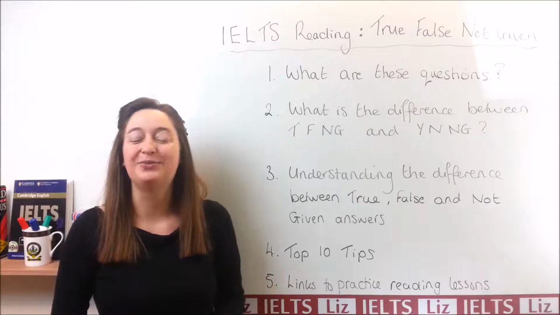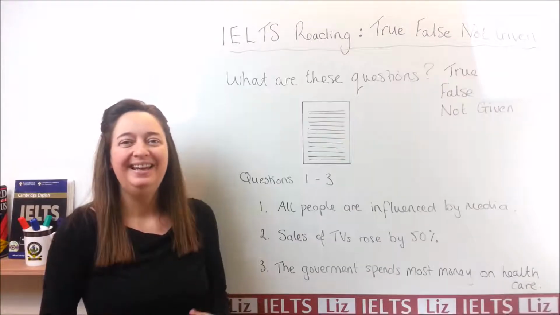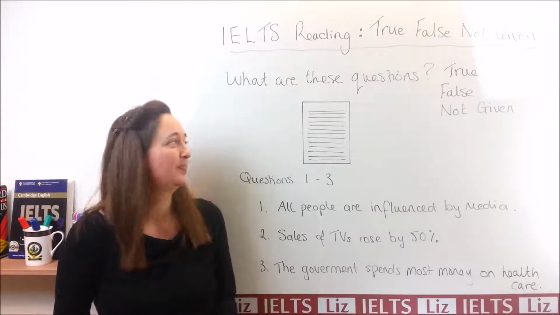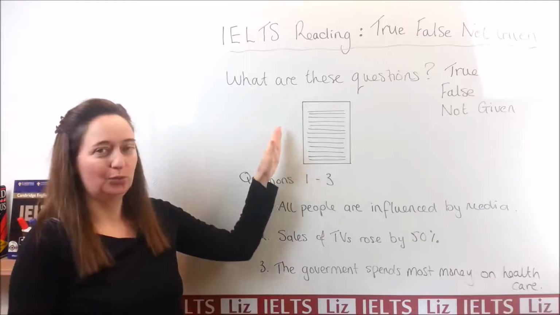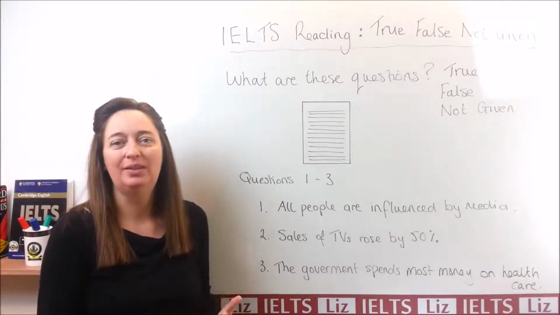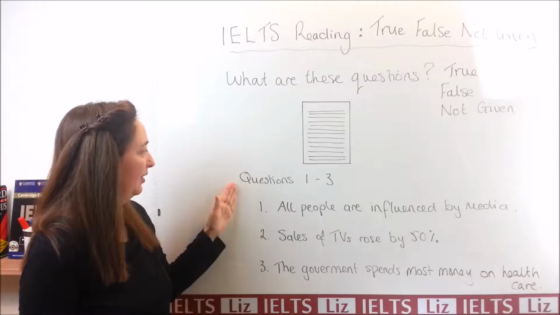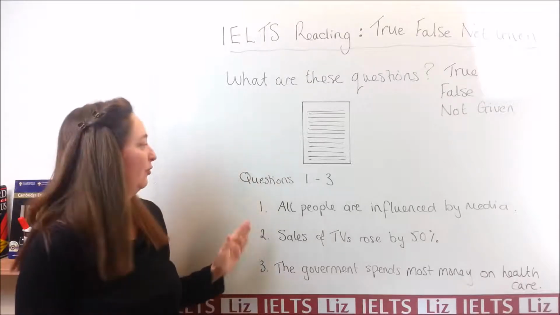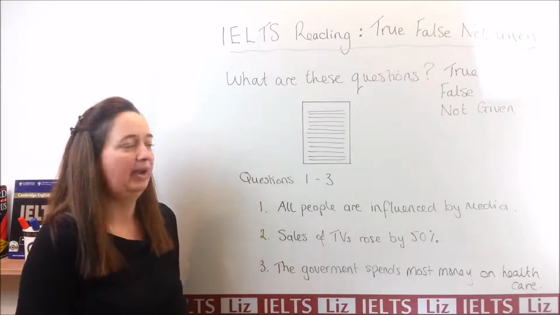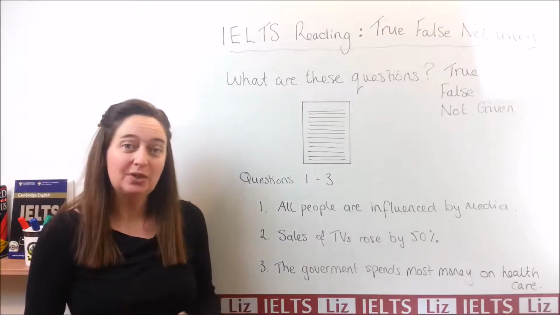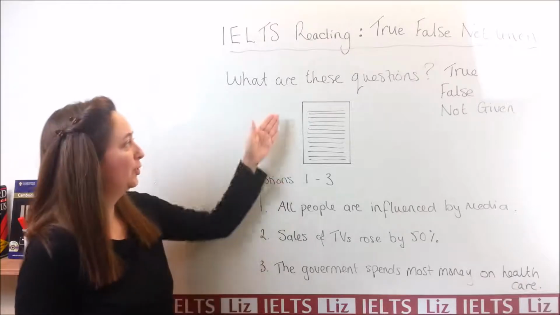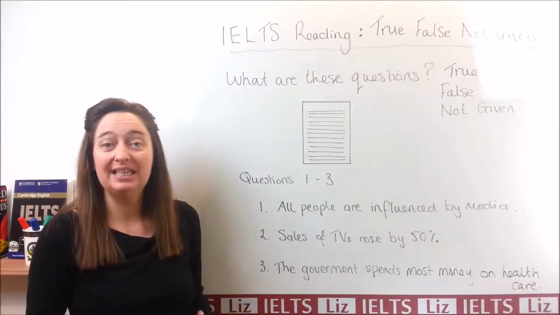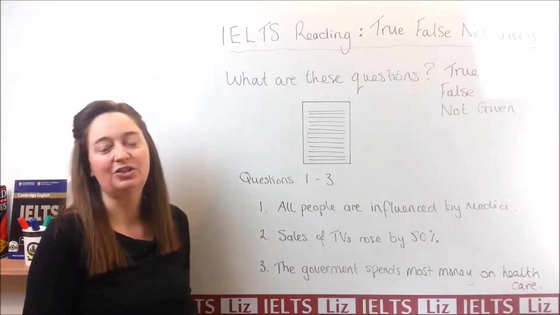What do we have to do for these types of questions? Here is an example of true, false, not given questions. You can see here, this would be your reading passage, your paper, with the article that you need to read, and there will be questions. Each question is a statement. So, for example, all people are influenced by media. You need to look at that statement, you need to read through the passage, and you need to decide if this information is in the passage.